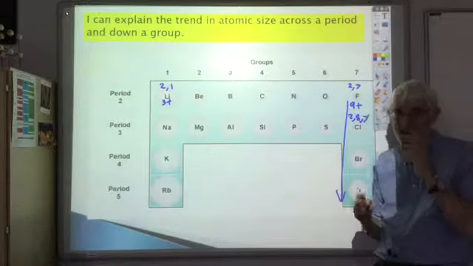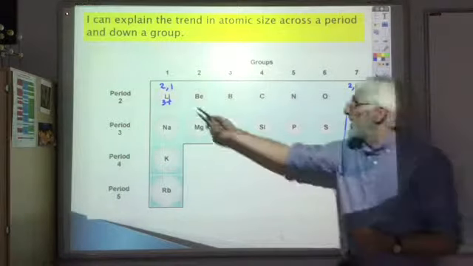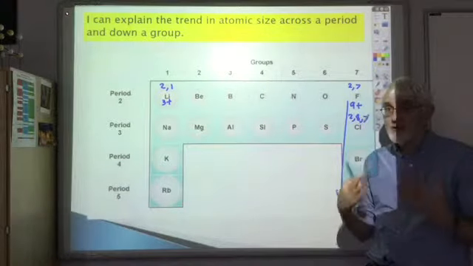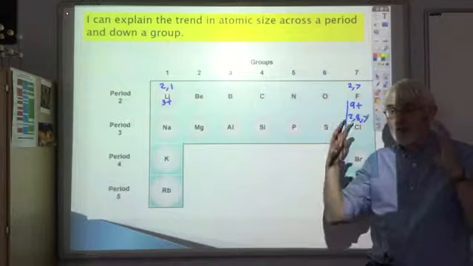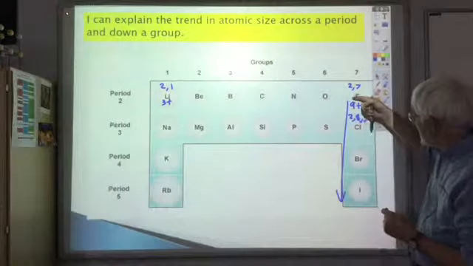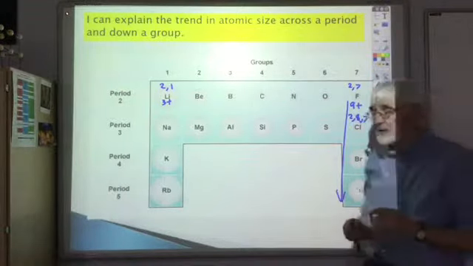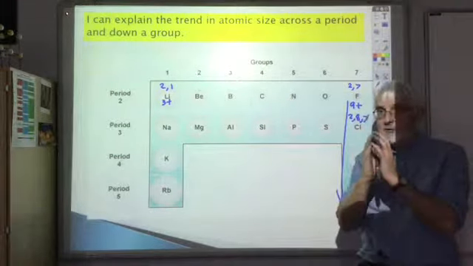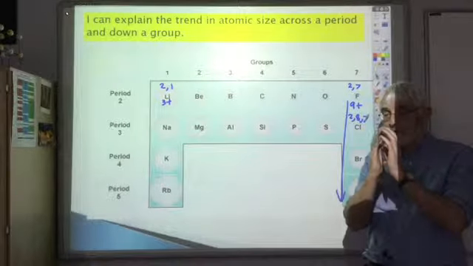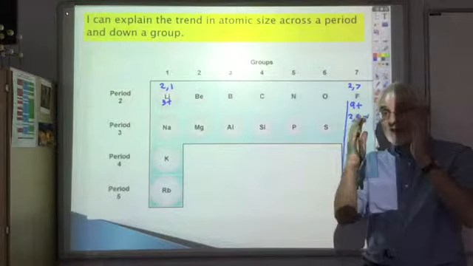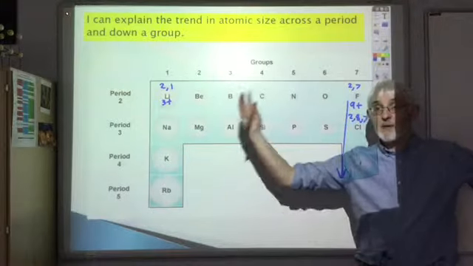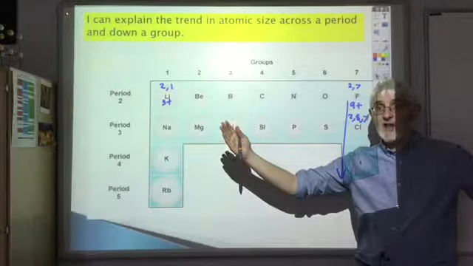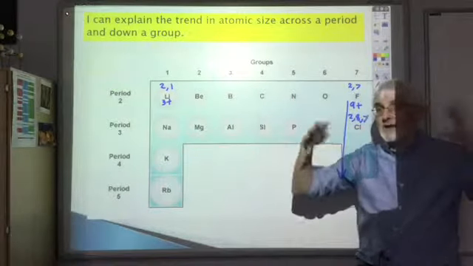So let's just go over that again, it's so important. The reason the atomic size decreases across a period is due to the increasing nuclear charge pulling the outer electron shell closer. The reason the atomic size increases down a group is because every time you go down a group, you add on an extra electron shell, making the atom bigger and bigger. And that's exacerbated by the fact that the outer electrons are shielded from the nucleus by all the inner electrons.